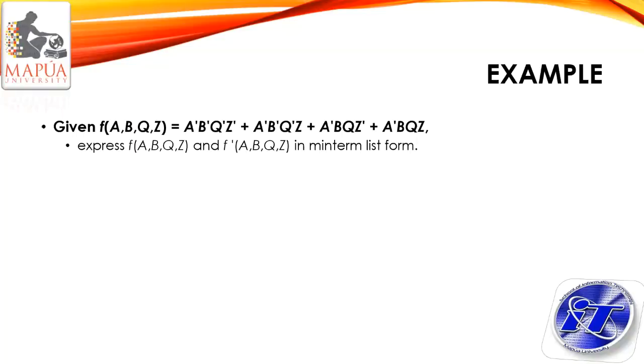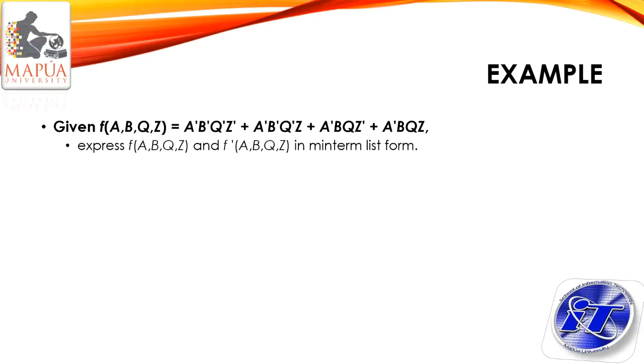So let's have another example. Given the function F(A, B, Q, Z) = A'B'Q'Z' + A'B'Q'Z + A'BQZ' + A'BQZ, we are going to get the function and the complement function.